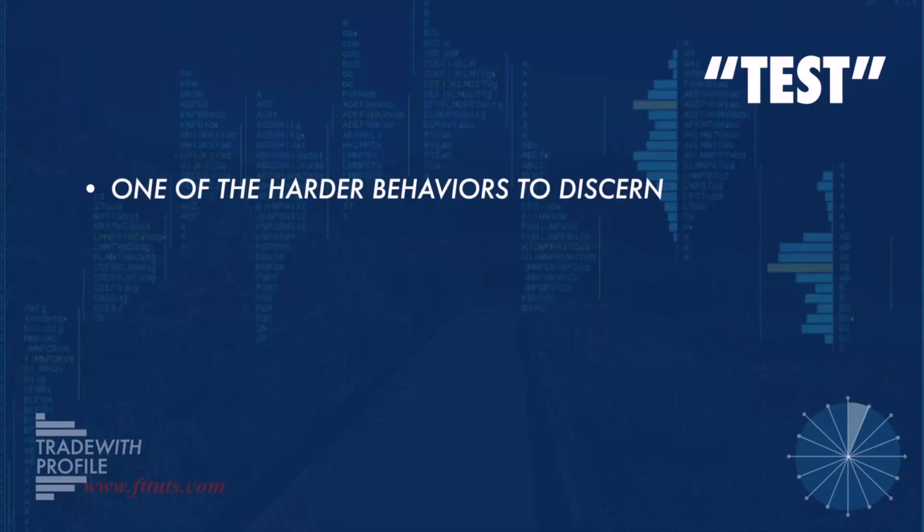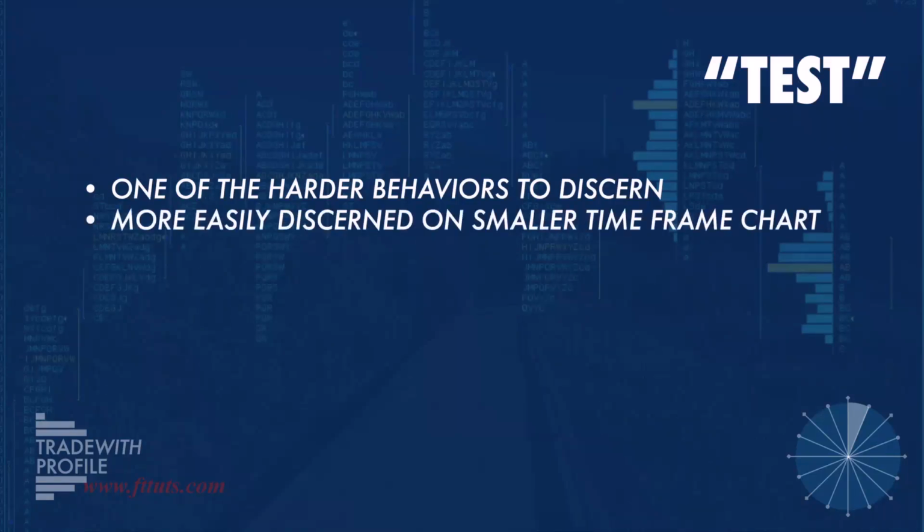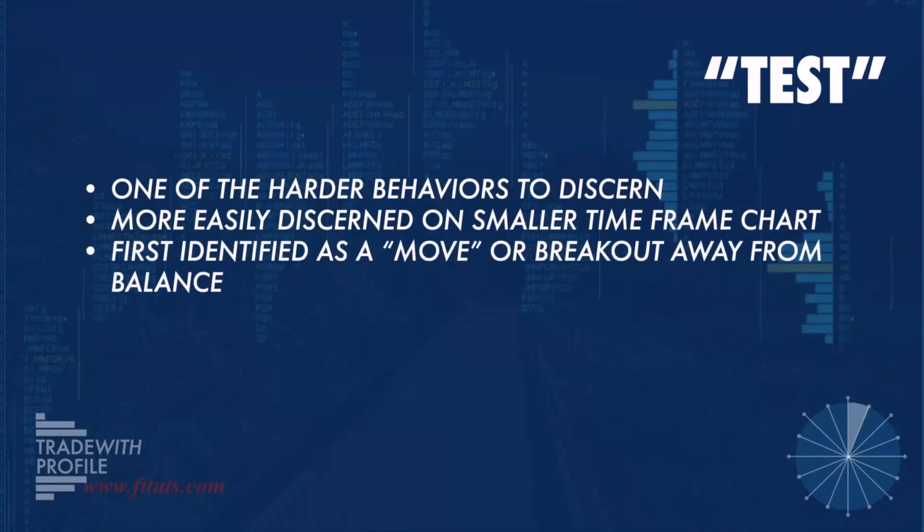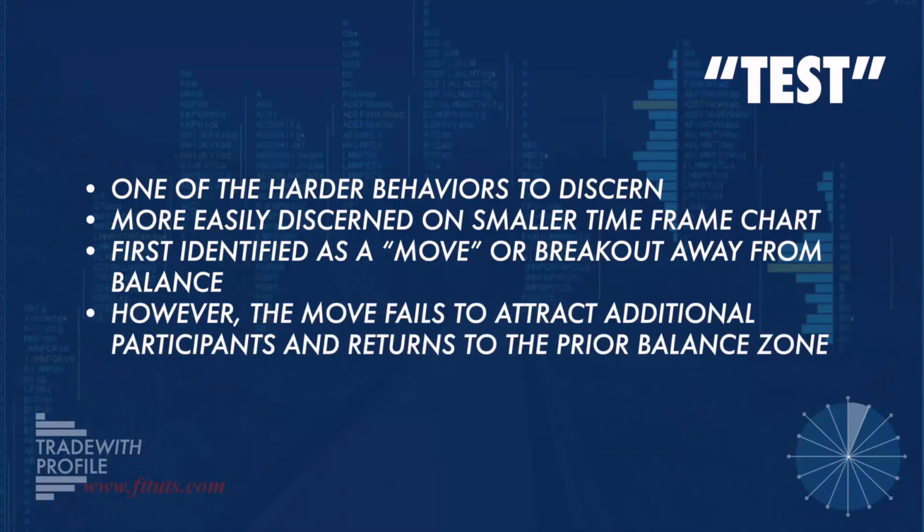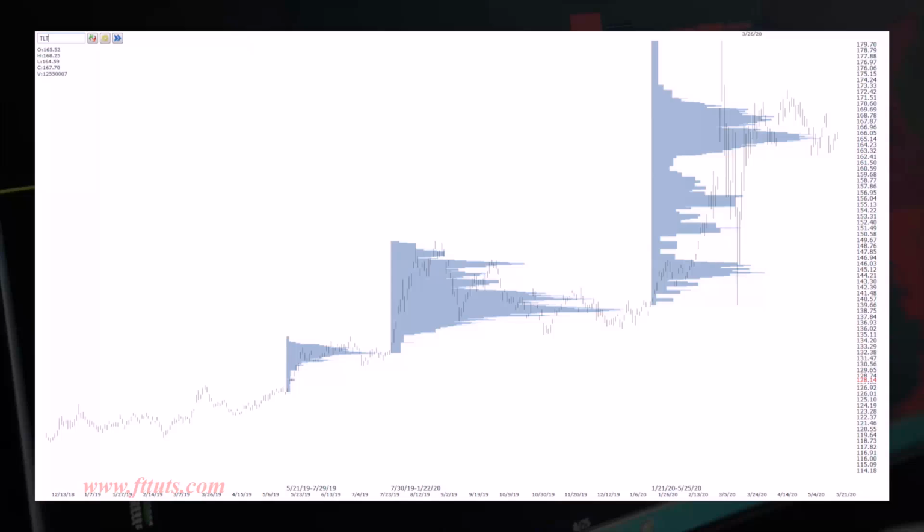Now, I will tell you, it's one of the harder trade behaviors to discern, because it's really easy to look back and say, oh, that was a trending market, or that was a balancing market. But a test is a little bit harder, because first, it's just a new move. It's a breakout away from balance. However, the move fails to attract additional participants and returns to the prior balance zone. So let me give you an example here.